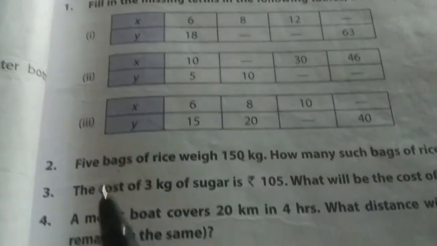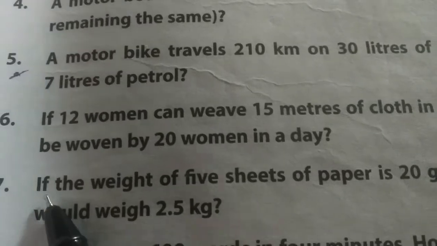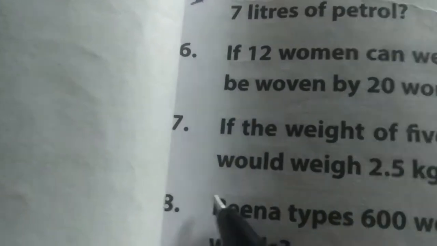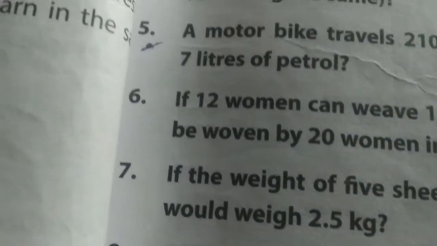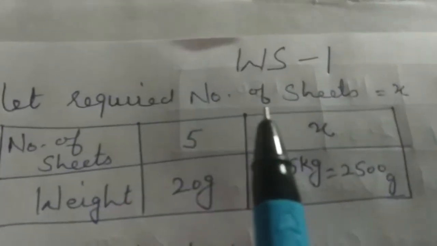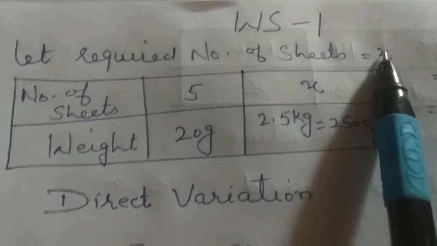Some students were having problems in this worksheet. First problem is question number 7. If the weight of 5 sheets of paper is 20 kg, how many sheets of the same paper would weigh 2.5 kg? Your solution is, first of all, let the required number of sheets be x.